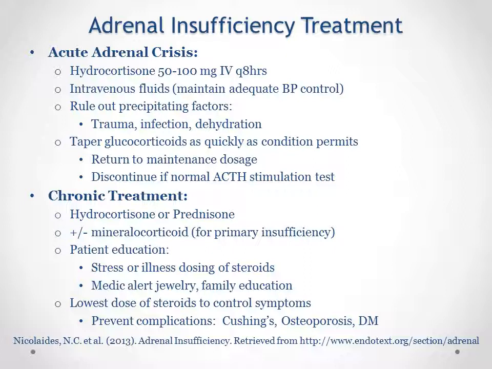As I mentioned earlier, acute adrenal crisis is a life-threatening condition, and treatment needs to be urgently initiated. Patients need to be hospitalized. Hydrocortisone needs to be given 50 to 100 milligrams IV every 8 hours. IV fluids are given to maintain adequate blood pressure control, and of course a thorough workup to rule out the precipitating factors such as trauma, infection, dehydration, stress.